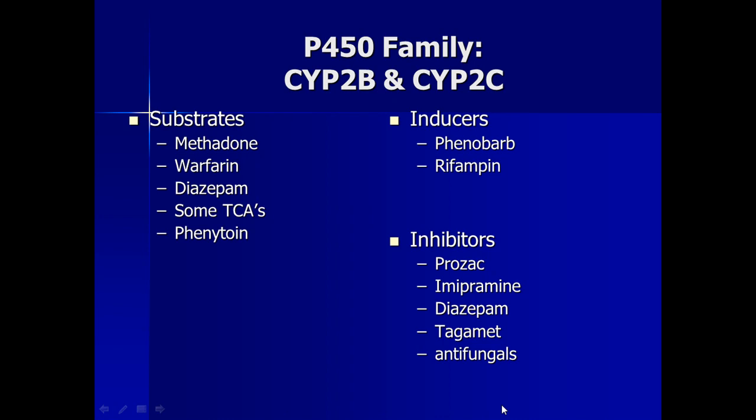15 to 20% of African Americans and Asians are poor metabolizers of 2C substrates. So this is very important to know when we're prescribing psych medications. When we're looking up a drug, it often doesn't tell us that Asian Americans might be poor metabolizers of 2D6. We need to be thinking about this when we're prescribing medication.